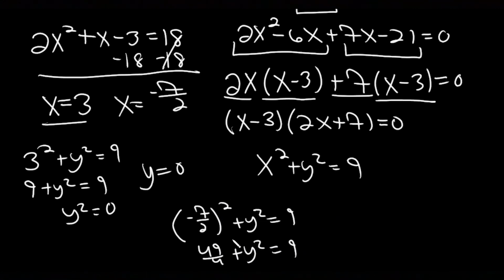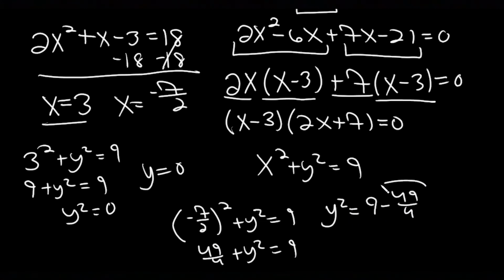So you can see here that I'm dealing with a fraction, but we'll go ahead and move it over to the right-hand side. So doing that, you get y squared is equal to 9 minus 49 over 4. Again, we have to move that fraction over to the right-hand side. That way we can solve for y.